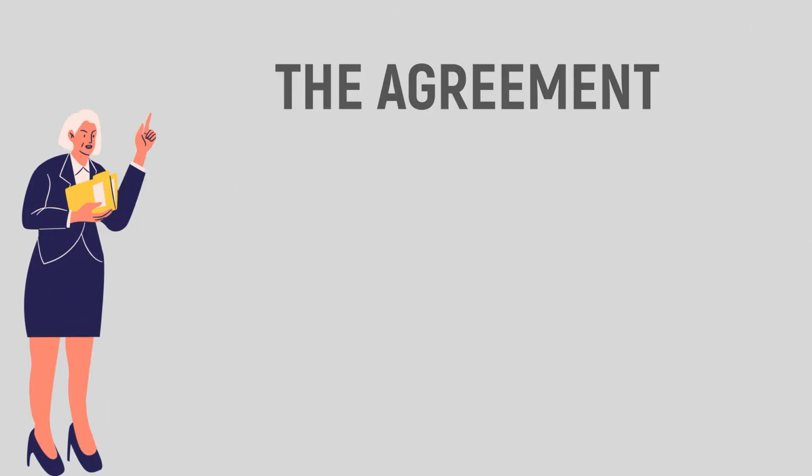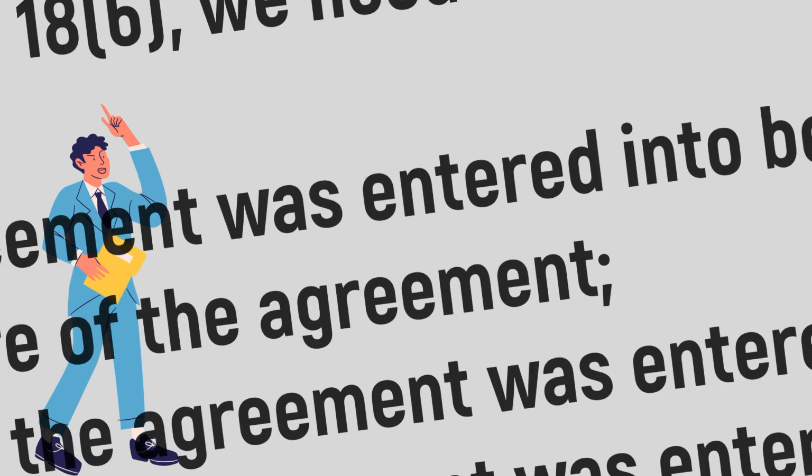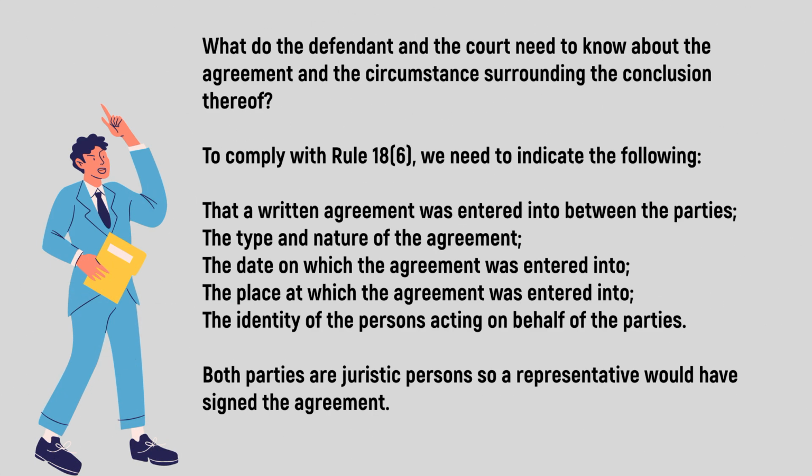The agreement. After the paragraph on jurisdiction, insert another heading simply called the agreement. Underneath the heading, we'll start at paragraph 4. This next section sets out the foundation of our claim, so make sure the contents are clear and concise. First, we need to ask ourselves, what did the defendant and the court need to know about the agreement and the circumstance surrounding the conclusion thereof?